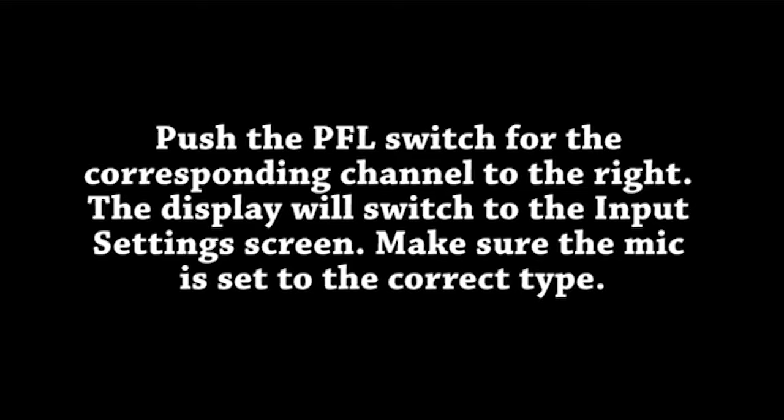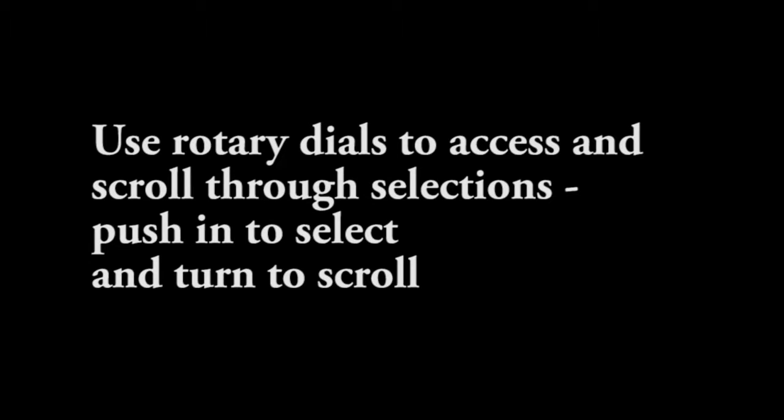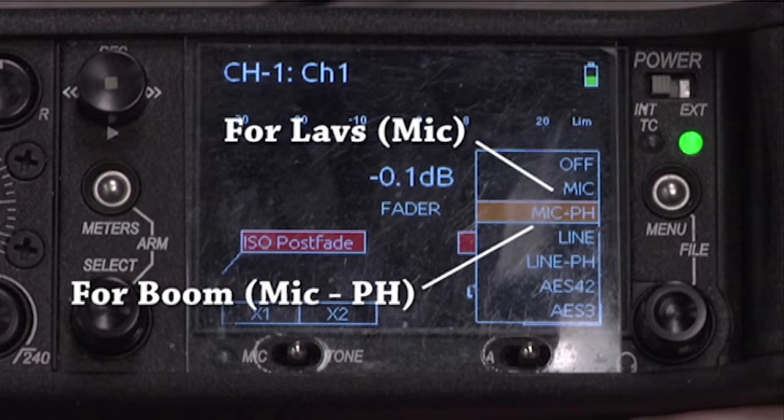The display will switch to the input settings screen. Make sure the mic is set to the correct type. Use the rotary dials to access and scroll through selections. Push into select and scroll to turn. The rotary dial on the right will control the settings on the right, and the rotary dial on the left will control the settings on the left.